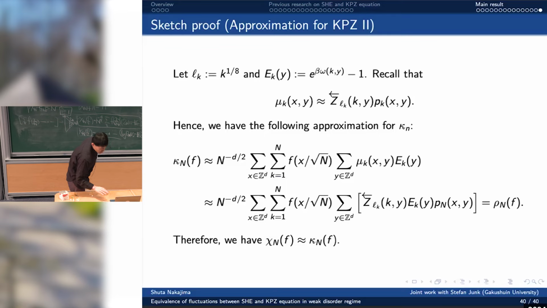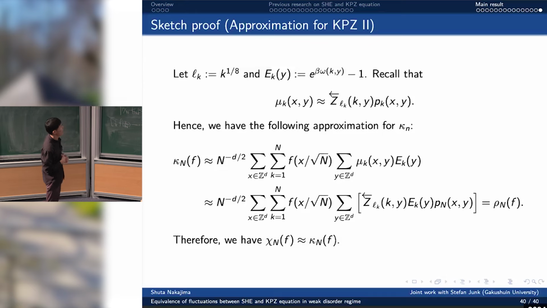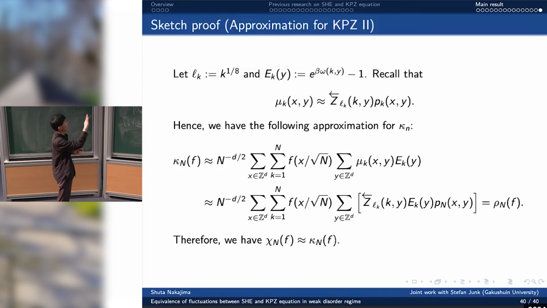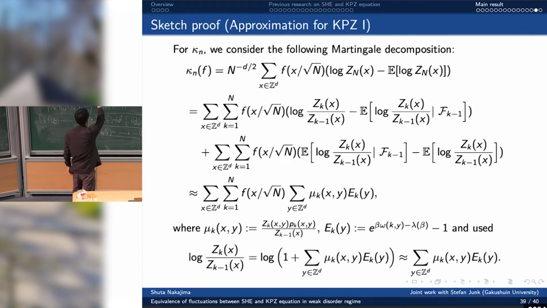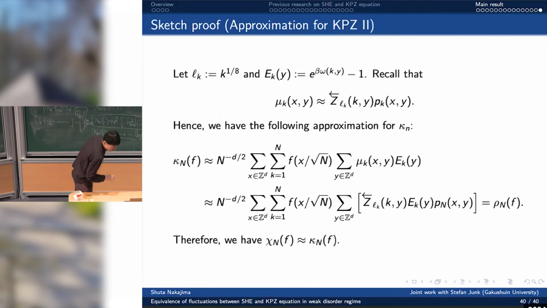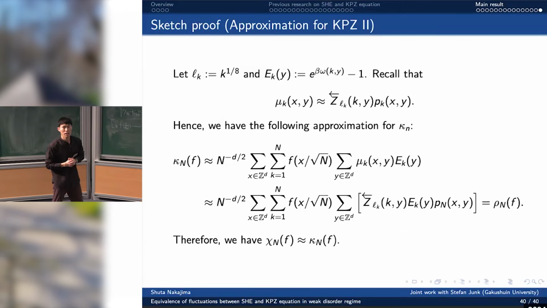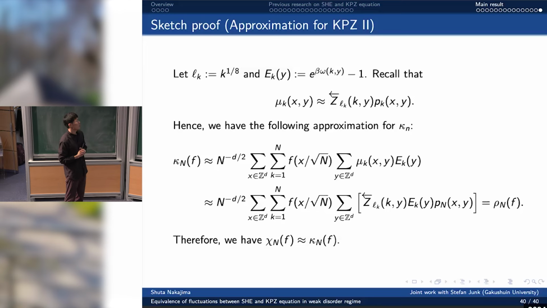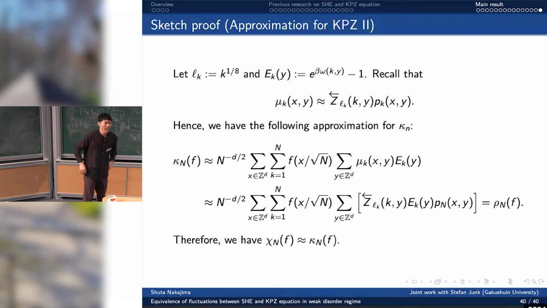And recall that mu k has a very nice expression, approximately. So we substitute this approximation into the last one. Then we can get rho and f finally. That's why the conclusion is that chi and f is approximately kappa and f. Okay, that's all. Thank you for your kind attention.